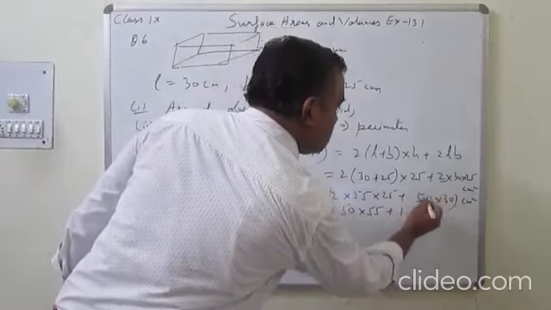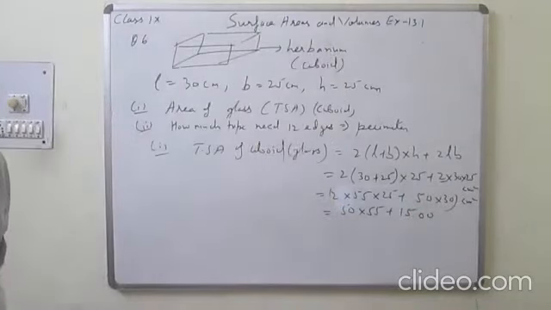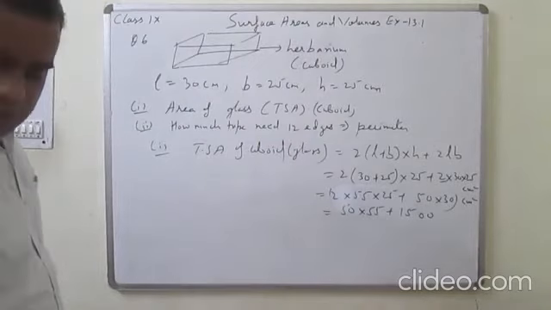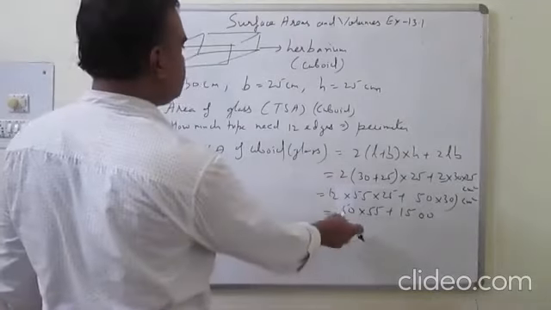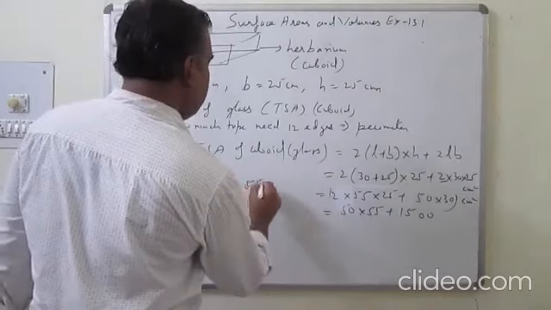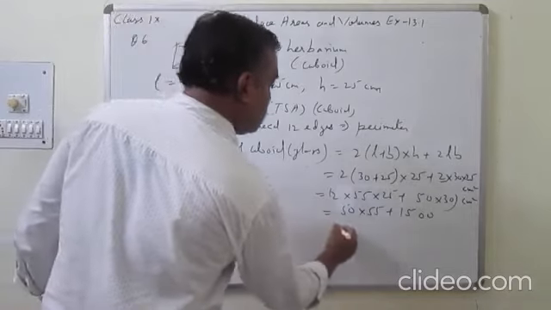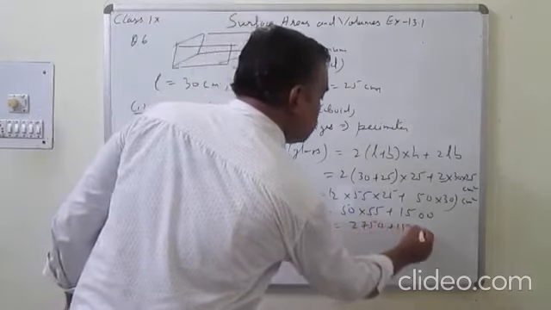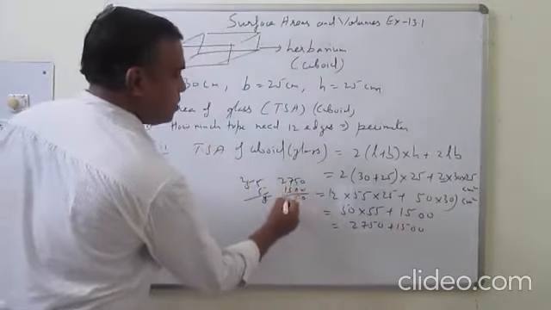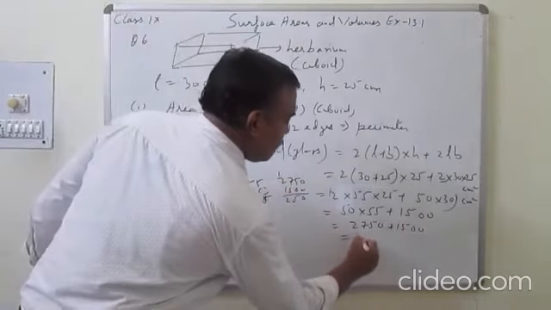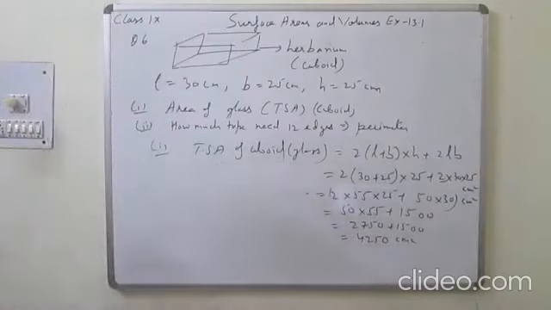30 into 50 is 1500 centimeter square. Now this is 55 into 50, which is 2750. 2750 plus 1500, you add it and you will get 4250. 4250 centimeter square is the area.